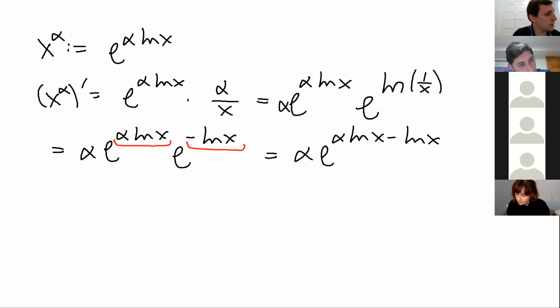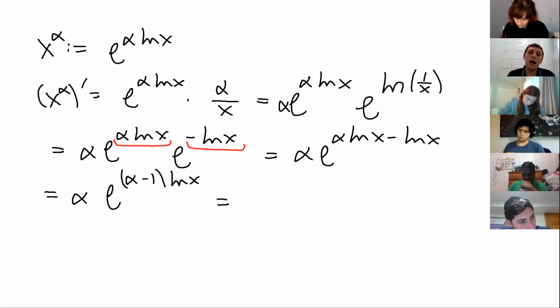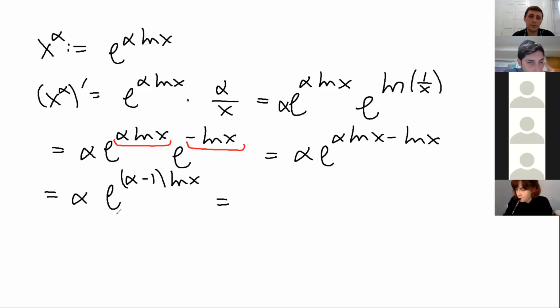And so we'll see by the last stage if you are with me. So this is alpha e to the alpha minus one, I just factor out the ln x, which is equal to what, please? Complete the sentence if you understand. So e to the alpha minus one ln x is, by my definition, can be represented as what? Remember what we're proving. We're proving the derivative of x to the alpha is alpha x to the alpha minus one. So this expression with the e means what function?